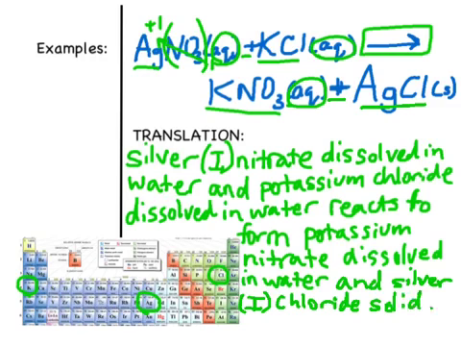And there's our period. So silver 1 nitrate dissolved in water and potassium chloride dissolved in water react to form potassium nitrate dissolved in water and silver 1 chloride solid. So that's exactly what all of those symbols mean. So again, we had to use all of our knowledge from first semester in order to do this. Let's take a look at some more examples of translating words into chemical equations.